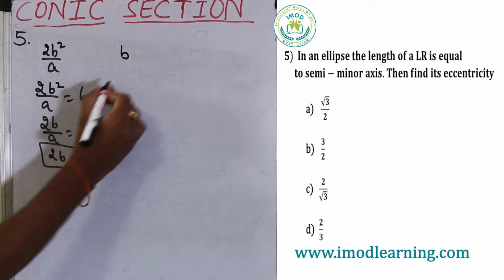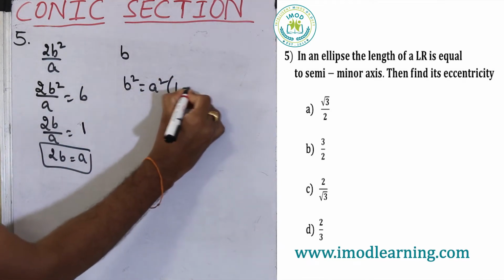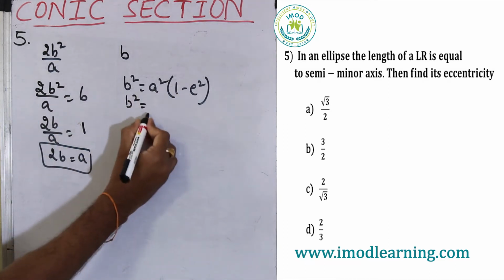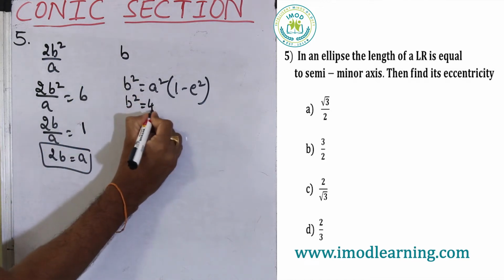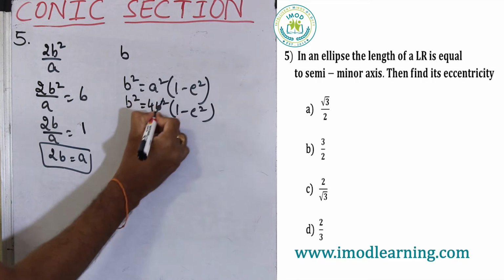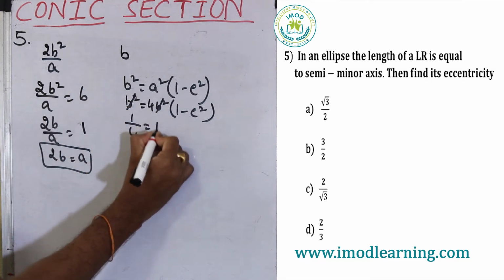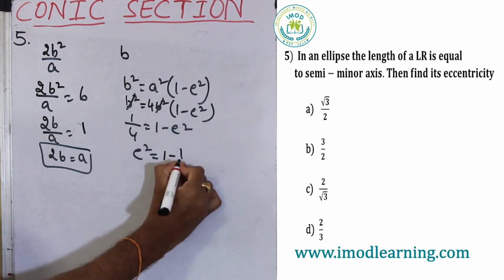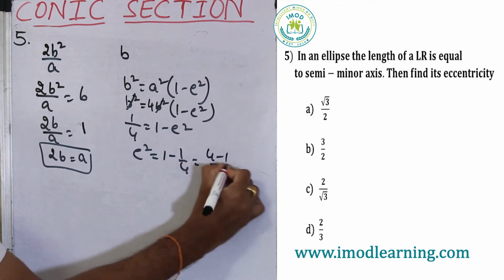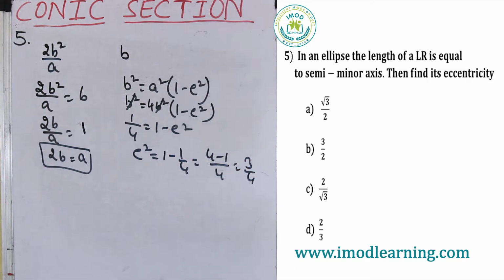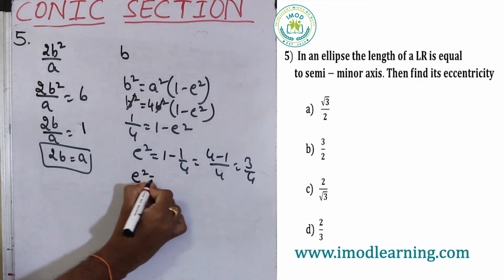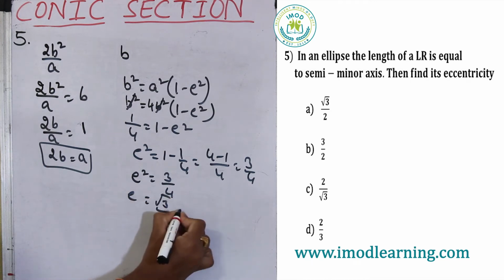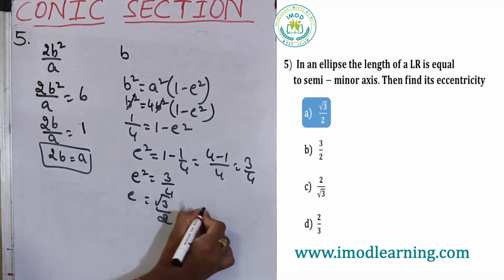We have the eccentricity relation b square is equal to a square times 1 minus e square. Keeping b square as it is, a is equal to 2b, so a square is 4b square times 1 minus e square. This part gets cancelled, so 1 by 4 is equal to 1 minus e square, or e square is equal to 1 minus 1 by 4, which is 4 minus 1 divided by 4, or 3 by 4. So e square equals 3 by 4, and e is root 3 by 2. So the option is A.